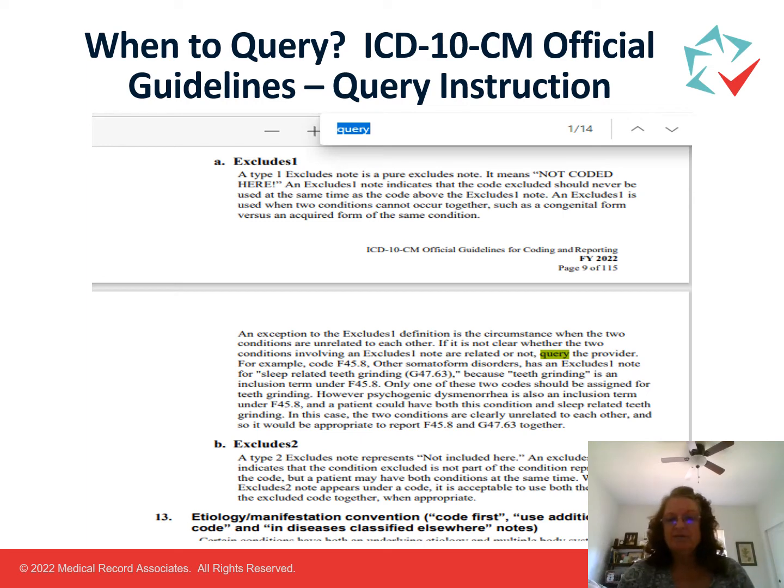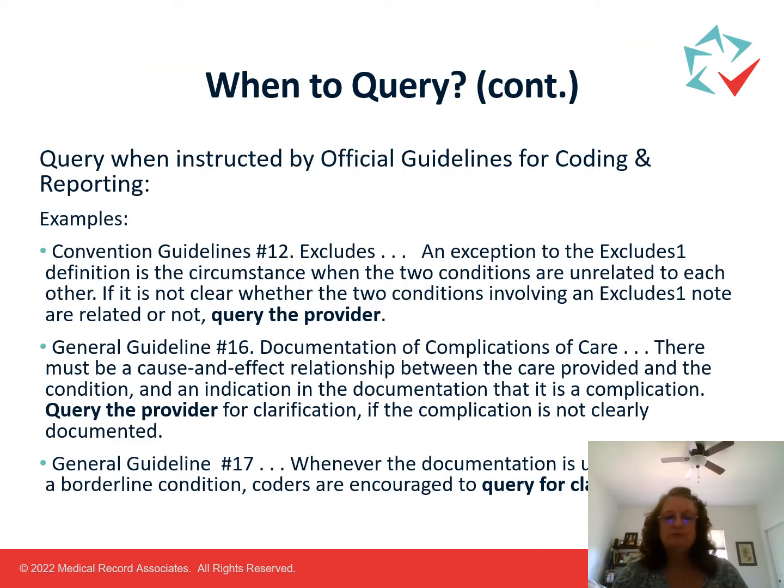So I want to emphasize that you should have a query policy. Absolutely. Any setting, physician practices, clinics, SNF, rehab, all of them should have a policy around querying that support and follow the official guidelines. I've gone through the official guidelines further, and you can see here I've kind of put in bold a couple other times. Guideline 12 does tell us to query the provider. Guideline 16, documentation of a complication, says to query the provider if it's not clear. Guideline 17 also tells us to query the provider.